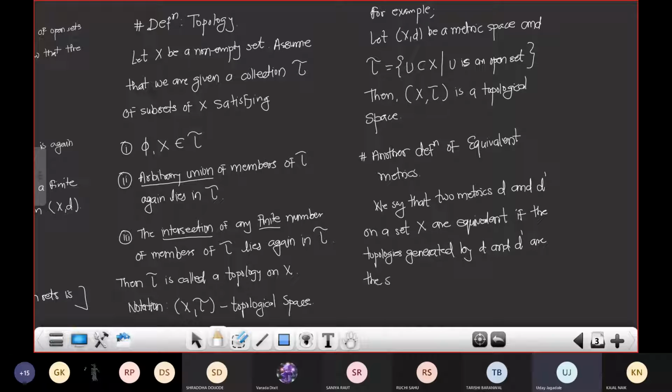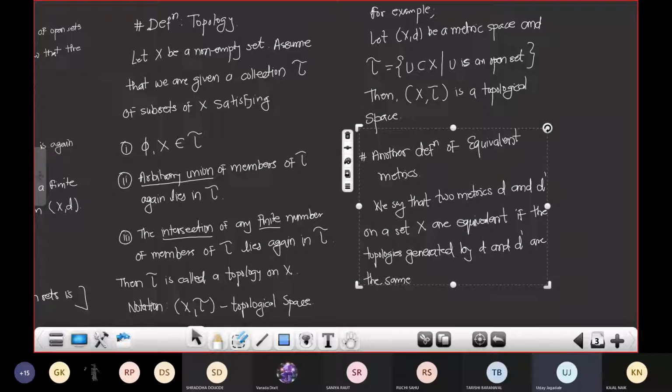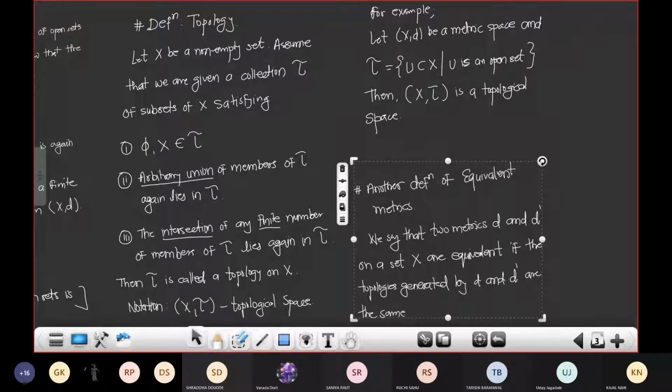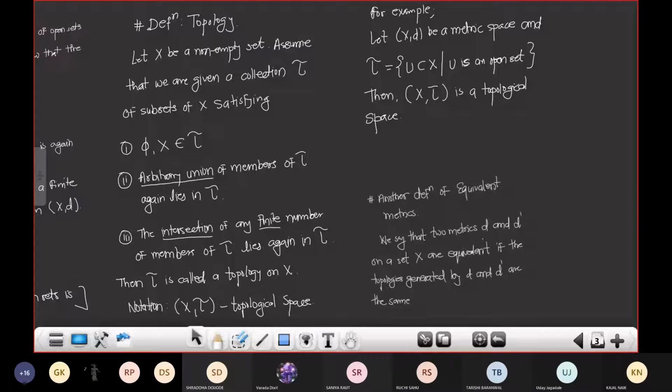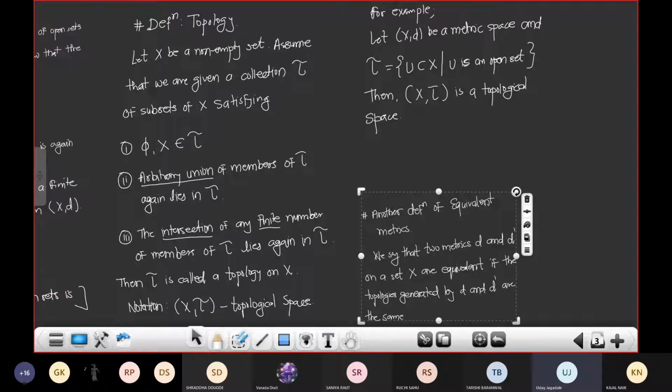Now what is the topology generated by D? We haven't discussed that thing. Can anybody shed some light on what is meant by the topology generated by a metric? My handwriting is very bad.